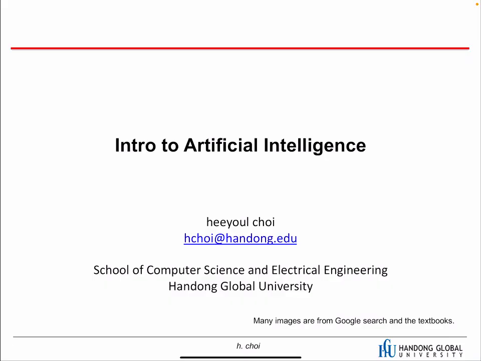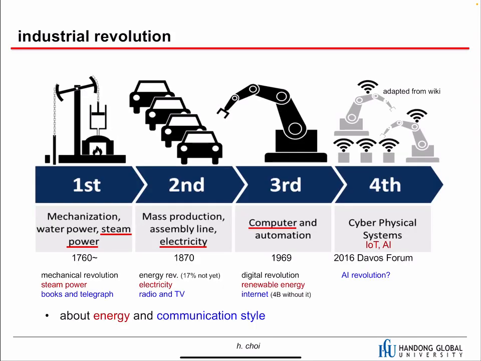Introduction to Artificial Intelligence. Let's talk about AI. I want to start from industrial revolutions. So we've been experiencing a couple of industrial revolutions. The first one is based on steam power, and the second one is based on electricity. And then the third one is based on the computer.